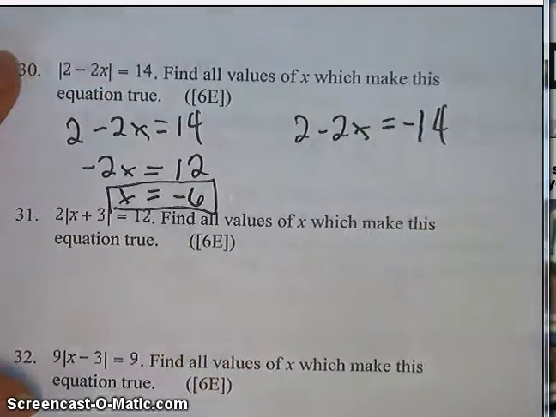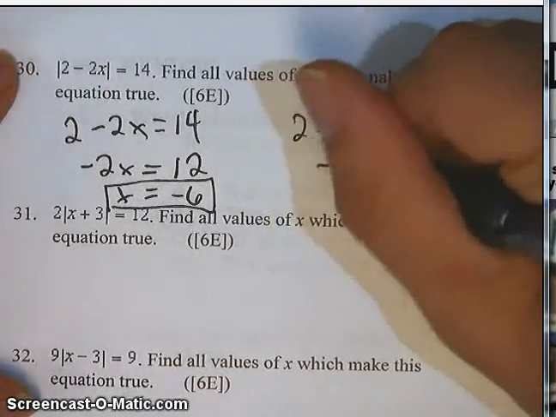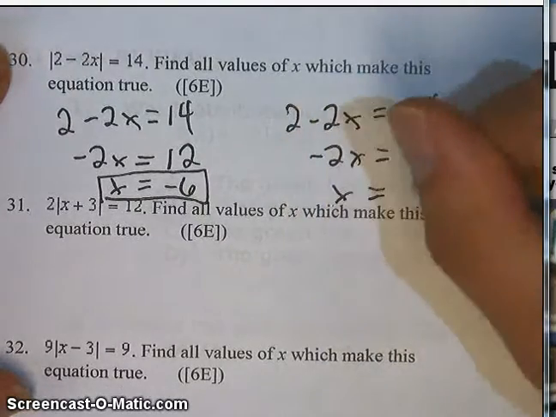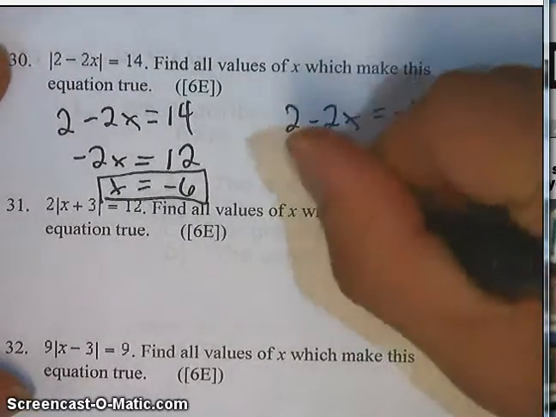Solution number 1. Subtract 2 to get negative 2x equals negative 16. Divide by negative 2 to get x equals 8. There's your other solution.